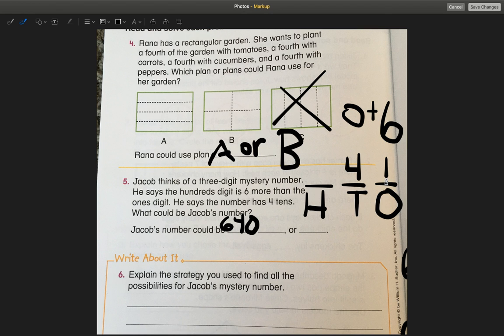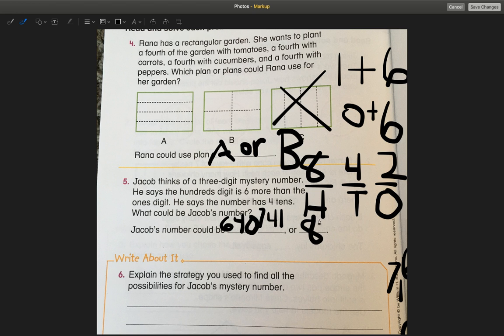What if this was a 1? How many would be in the hundreds? Well, what is 1 plus 6? 1 plus 6 is 7. So it could be 741. So we can move this and we can move this. And how about, what if this is a 2? 2 plus 6 is what? 8. So it could be 842.